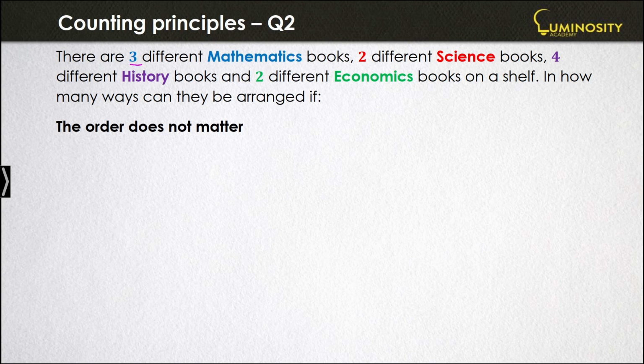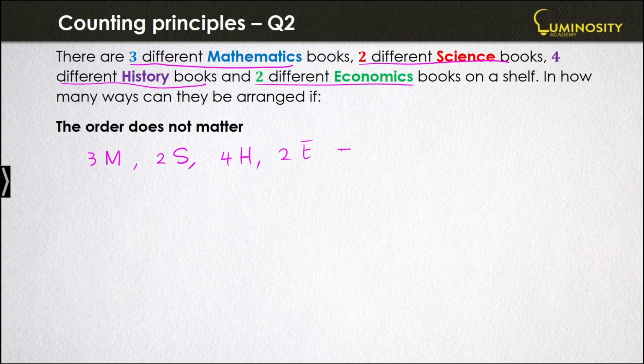There are 3 different mathematics books, 2 different science books, 4 different history books, and 2 different economics books on a shelf. In how many ways can they be arranged if the order does not matter? So, we have 3 mathematics books, 2 science books, 4 history books, and 2 economics books.